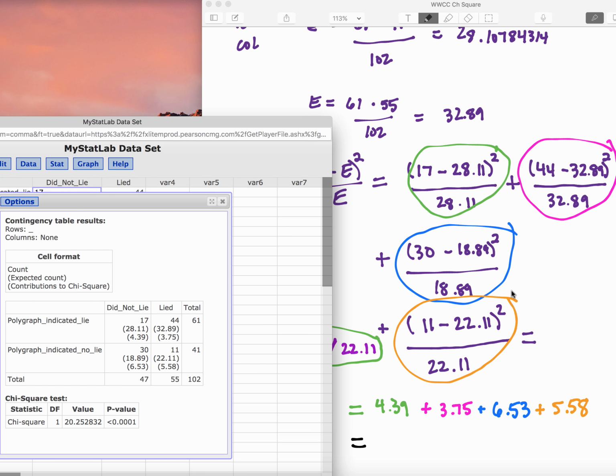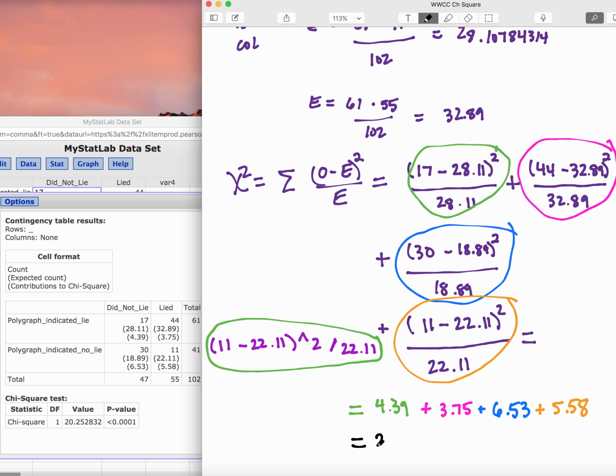Let's go back to it. It was 20.253. Now I know these decimal places aren't agreeing, but that's because I just rounded the answer from right there. So you have 4 cells, you have 4 contributions to the chi-square test statistic. The larger the contribution, the larger your test statistic, the more likely you are to reject your null hypothesis.